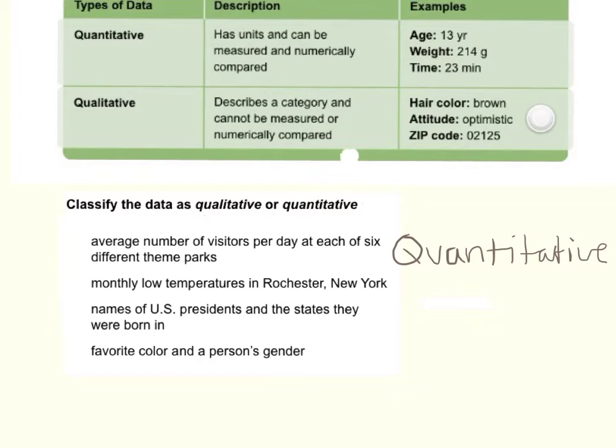Okay, monthly low temperatures in Rochester, New York. Well, we can actually compare temperatures. We can find averages of temperatures. So this would also be quantitative.